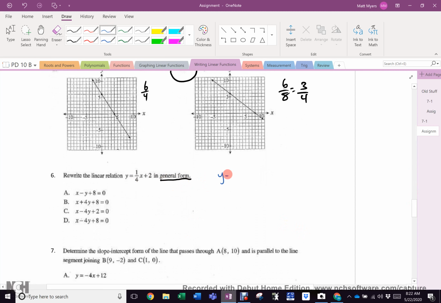So, y equals 1 quarter x plus 2. General form has no fractions, so I got to multiply this side by 4, which means I'm going to multiply this side by 4. 4y equals x plus 8. X has to be positive. X minus 4y plus 8 equals 0. D.